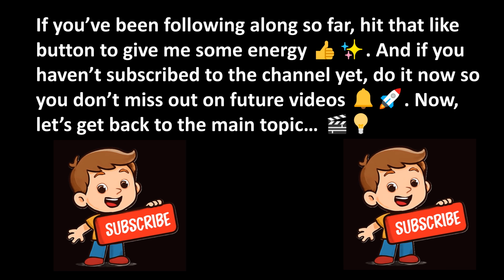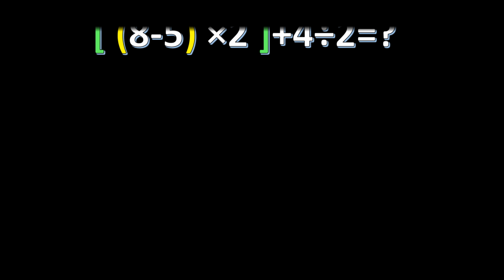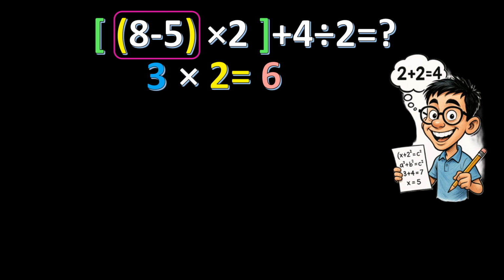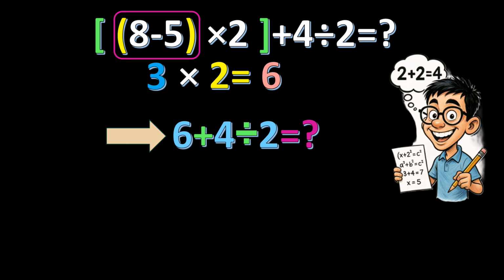Now, let's get back to the main topic. Now, let's look at the correct solution together. According to the PEMDAS rule, we start by solving the expressions inside the parentheses. Here, we have two sets of parentheses, so we begin with the innermost one, 8 minus 5 equals 3. Then, we solve the multiplication inside the parentheses, 3 times 2 equals 6. The expression now becomes 6 plus 4 divided by 2.